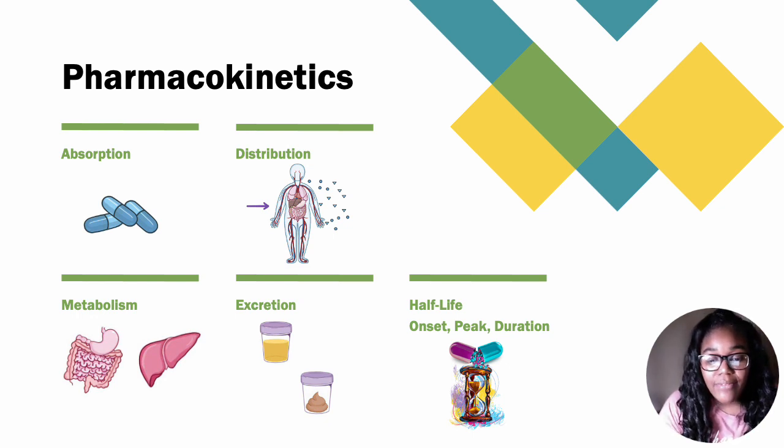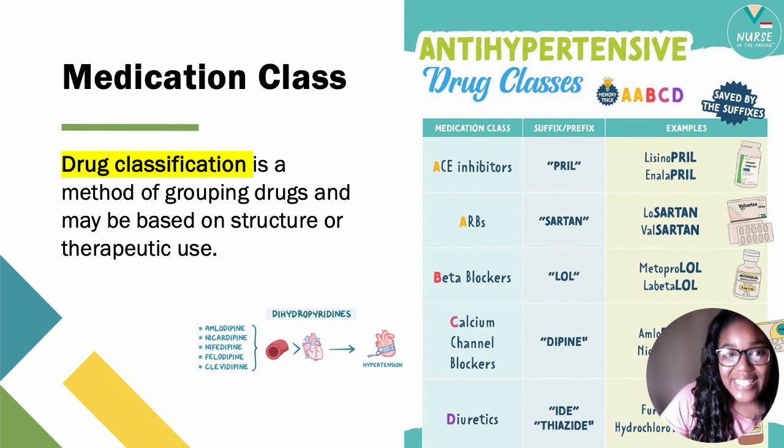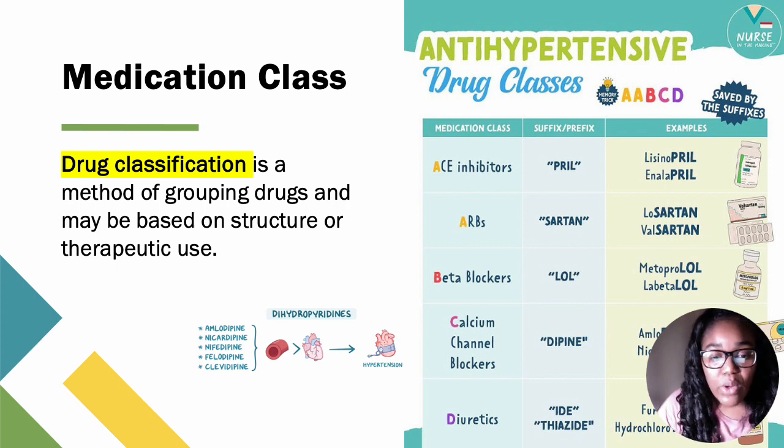So again, half-life is basically a time component by which excretion is measured. Next, we'll talk about medication class or drug classification. And this is how we group drugs together based on similar properties. It may be similar structure or similar therapeutic use. Either way, this helps us really narrow down how we identify drugs.